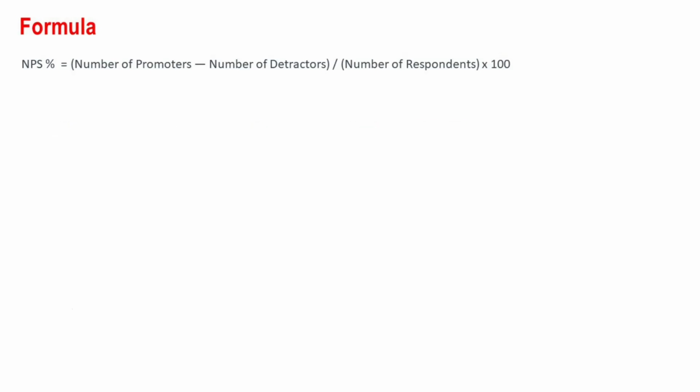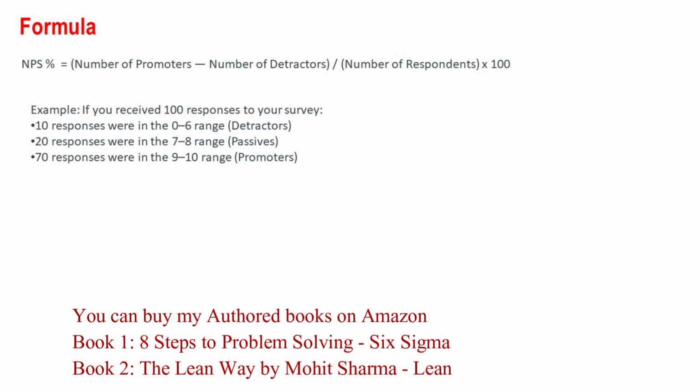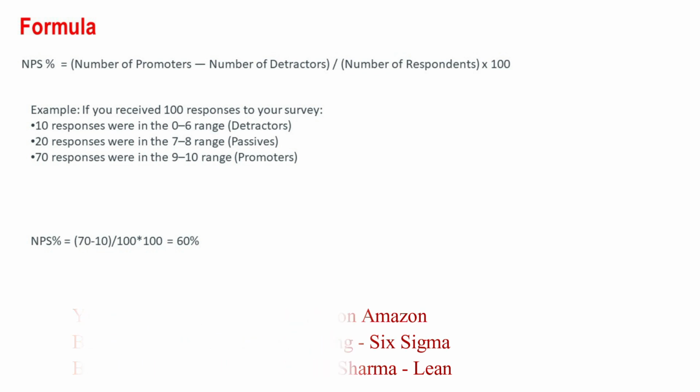Net Promoter Score percentage can be calculated as the number of promoters minus the number of detractors, divided by the total number of respondents, into 100. As we have seen in the example, 70 of the total responses were promoters, 20 were passives, and 10 were detractors. So the NPS percentage was 70 minus 10 divided by 100, and multiplying the entire thing by 100, we get 60%. If you see, the passives are not considered in the formula. So this is how the NPS percentage is calculated.